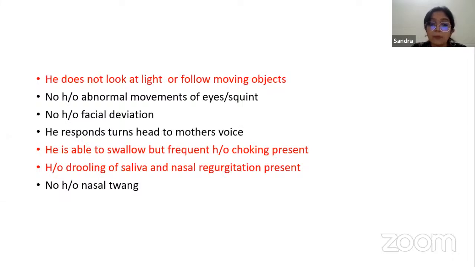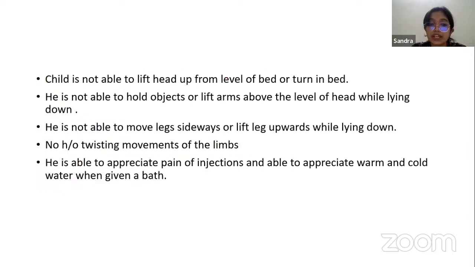There is no history of abnormal movements of eyes or squint, no history of facial deviation. He responds and turns head to mother's voice. He is able to swallow, but frequent history of choking present, history of drooling of saliva and nasal regurgitation present, no history of nasal twang to the moaning voices.